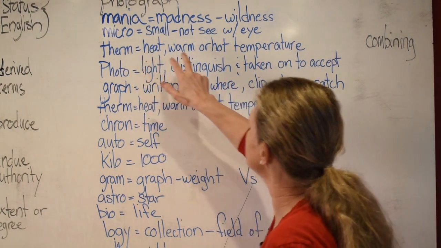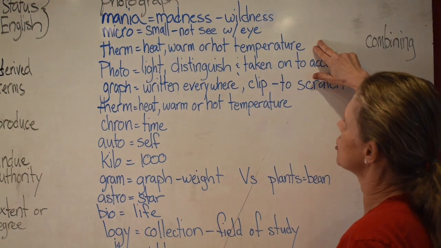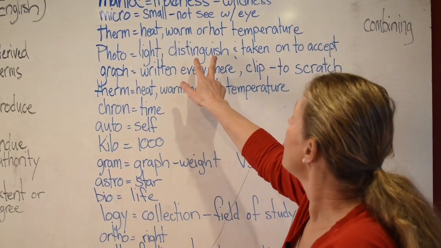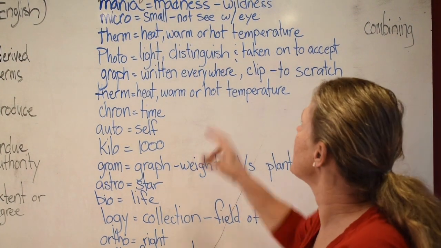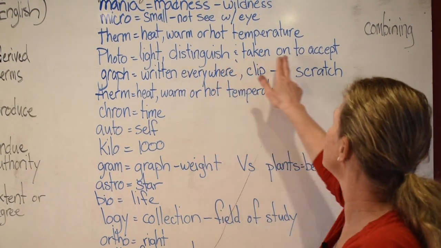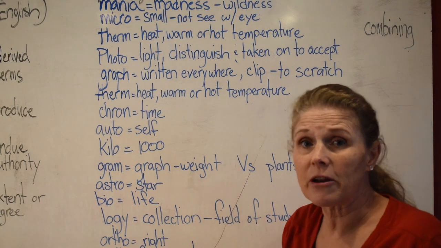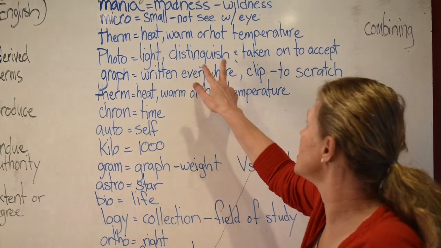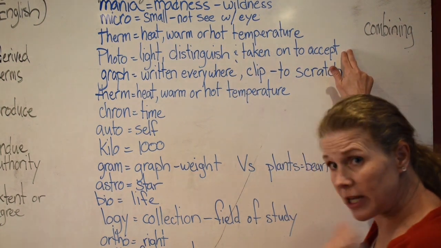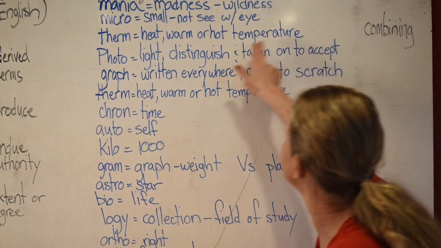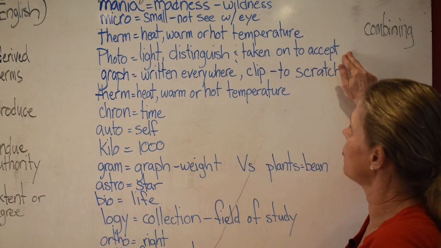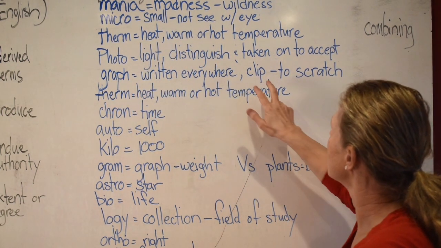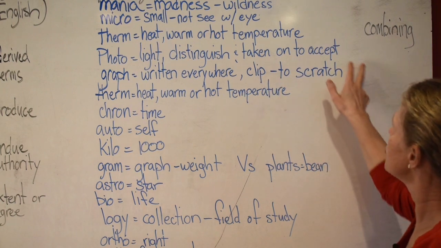Therm is heat, warm or hot temperature. Photo means light. Also, if you think about how the light happens, it's going to be distinguished and taken on to accept. You think about a photograph and you're taking it with the light, you can see it, it's distinguishing everything, and now you're accepting the truth because you can see it in a photograph. Graph means written everywhere. It also means to clip, to scratch.